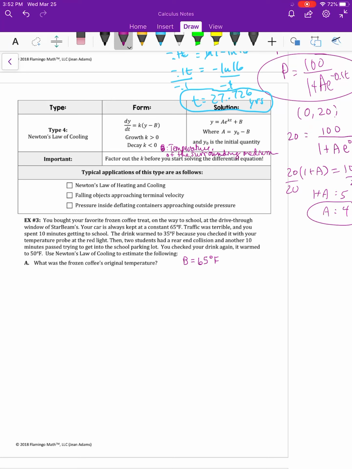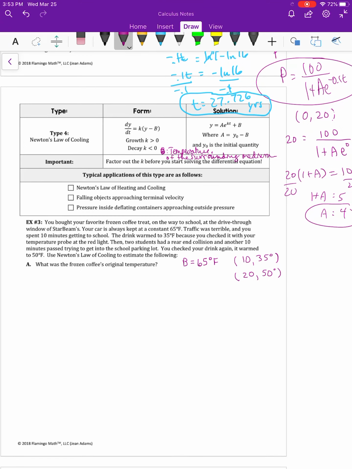For this one, you've got 2 points basically. They told you after the first 10 minutes it was 35 degrees Fahrenheit, and then 10 more minutes, so that would be after 20 minutes, it was 50 degrees Fahrenheit. I don't really like the way it was worded. There were a couple of places where I thought the wording was weird, but this is what they were trying to say.